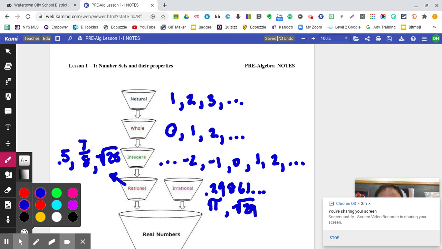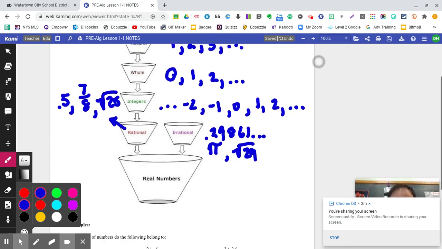So together, these all make up the real number system. So all of them together are real numbers. So let's practice.